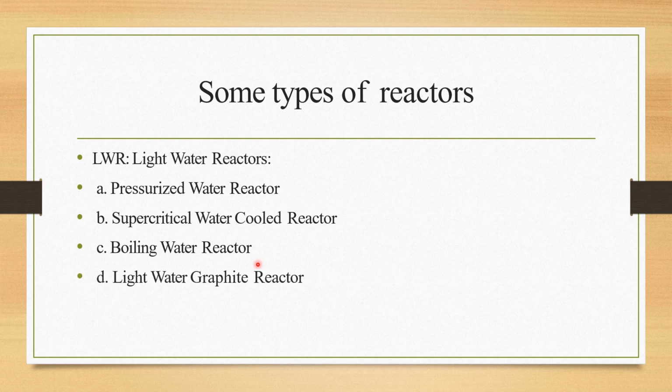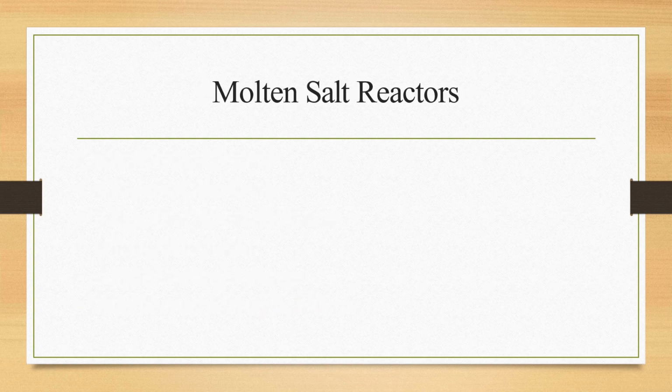There's also another way, which is called the light water graphite reactor, in which the moderator is light water but the control rods are made of graphite instead of boron and cadmium. This is another type of reactor. And there is a pressurized heavy water reactor, which is similar to the pressurized light water reactor, just that the moderator is heavy water instead of light water.